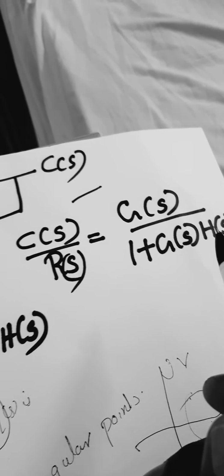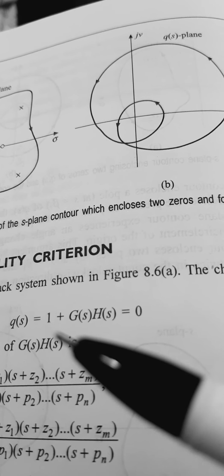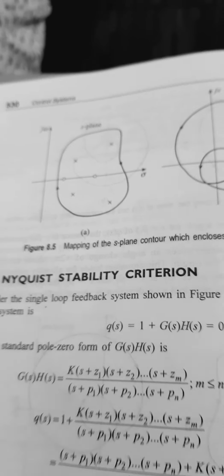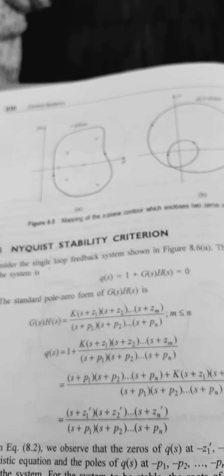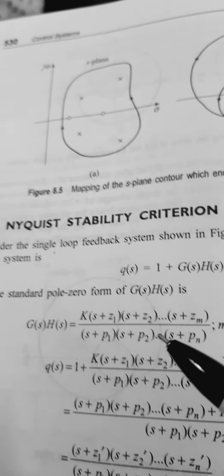So the transfer function, as already I told, C of S by R of S is equal to G of S divided by 1 plus G of S into H of S. Now when you equate the denominator to 0, that is the characteristic equation. So in the Nyquist stability criterion, the characteristic equation 1 plus G of S into H of S equal to 0 is assumed as Q of S, the same Q of S that we analyzed previously.